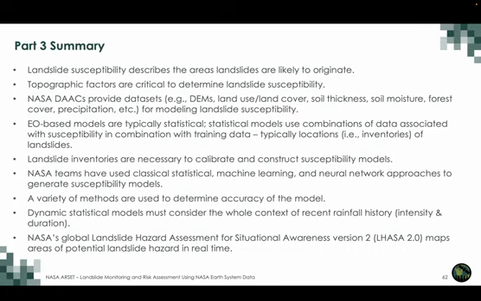Earth observation-based models typically use statistical models for generation of landslide susceptibility. Statistical models use combinations of data associated with susceptibility in combination with inventories of landslide locations. Landslide inventories are necessary to calibrate and construct susceptibility models. NASA teams have used classical statistical, machine learning, and neural network approaches to generate susceptibility models. A variety of methods are used to determine accuracy of the model.